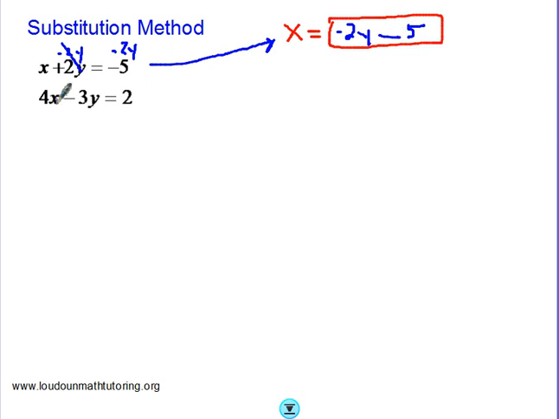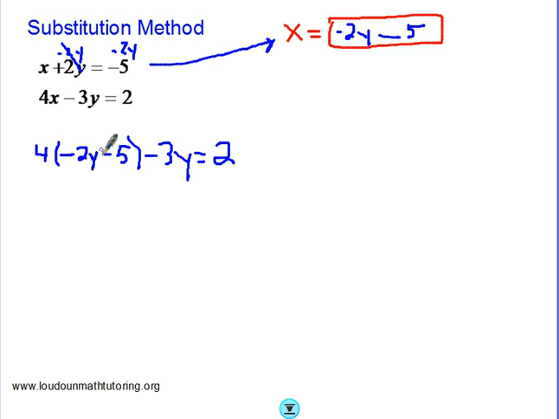Okay, so we come down to our other equation. We have a 4x, so substitute all of this. When I say all of this, that means use parentheses. Substitute all of this into x minus 3y is equal to 2. So what we've done is now we have an equation with one variable, just y, so we can solve for y.